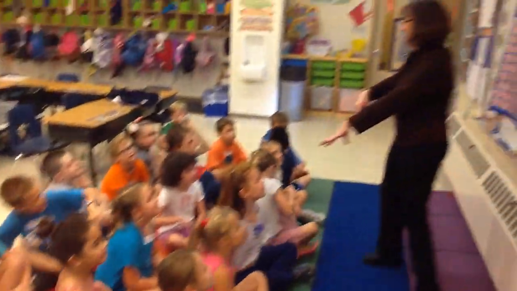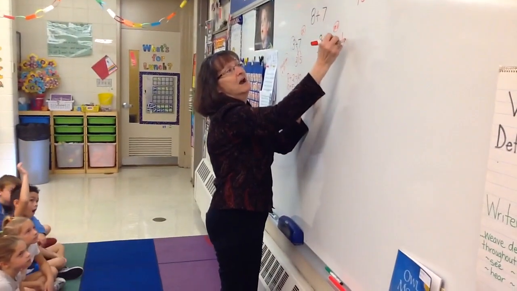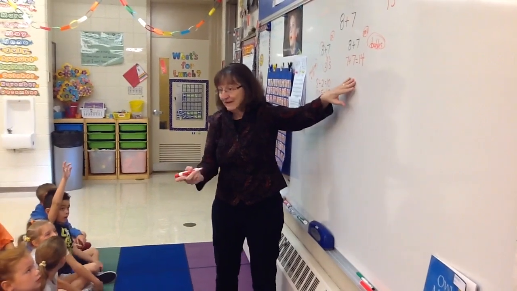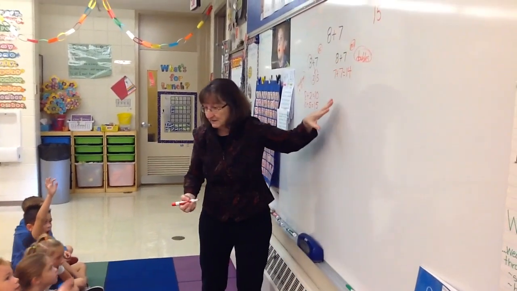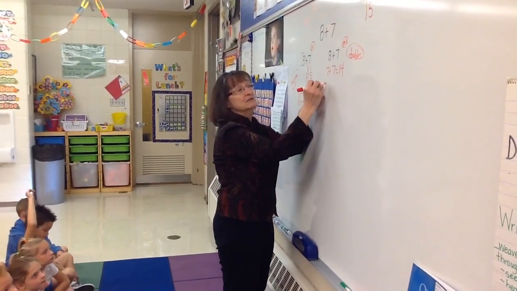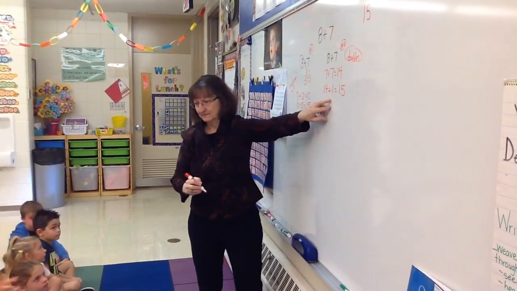I already heard it. I heard doubles. Is this making a doubles? Is this a doubles fact? Okay, good. All right, so we have a doubles fact. So you did 7 plus 7 is 14. But wait a minute. The answer was 15. What happened? Then I add 1 more to it. So you did the 14. And where did you get that 1? Where did you get this 1?